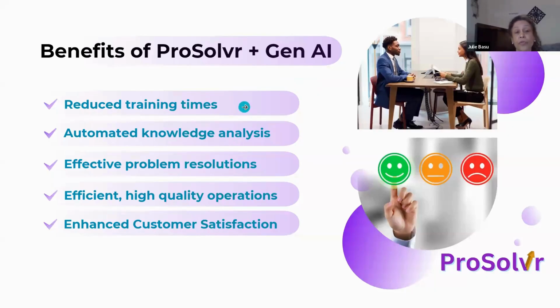And why? Because it can reduce training times. It can reduce reading times. It can reduce writing times for reporting, etc. So automated knowledge analysis, this is very, very important. And we will see in the demos what it can do.